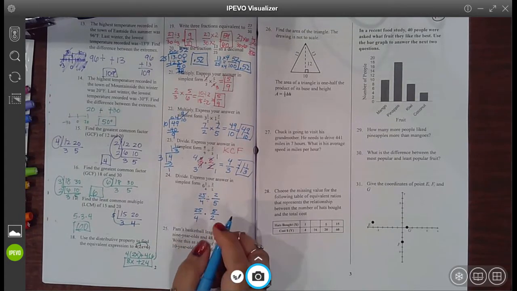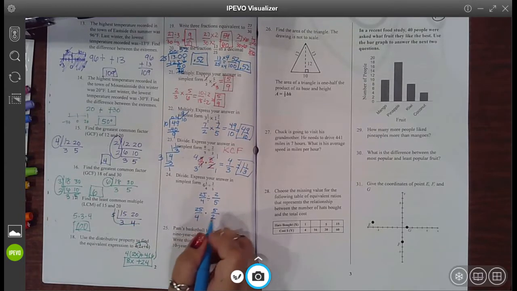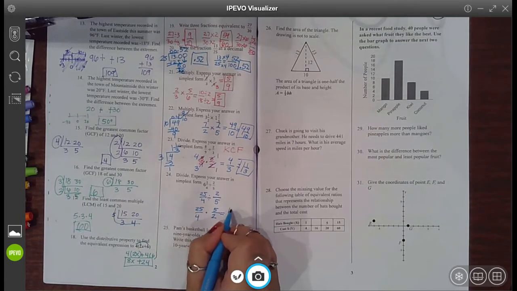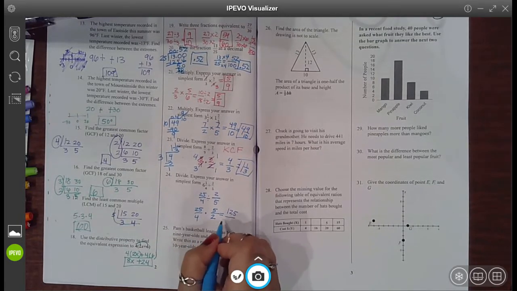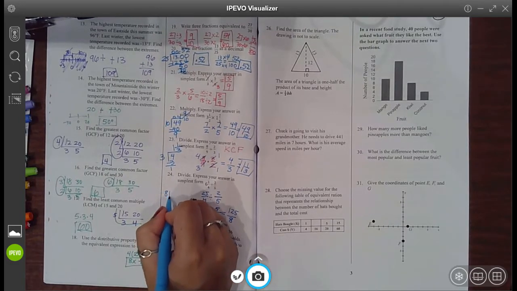Now, do you see anything that can cross cancel? Well, 2 and 25 can't, 5 and 4 can't, so let's multiply across. 25 times 5 is 125. 4 times 2 is 8. I can't leave it like that, so let's divide the top by the bottom.